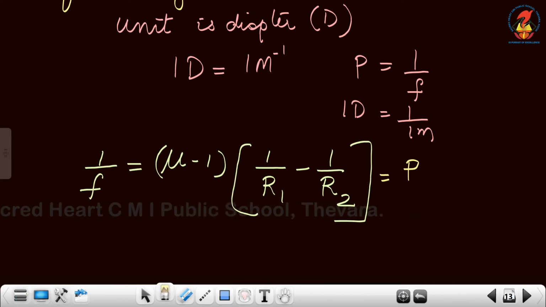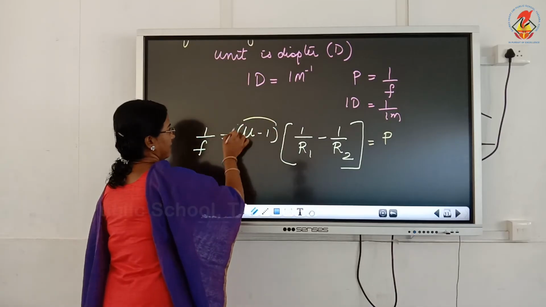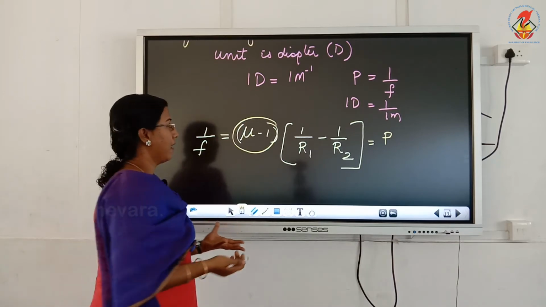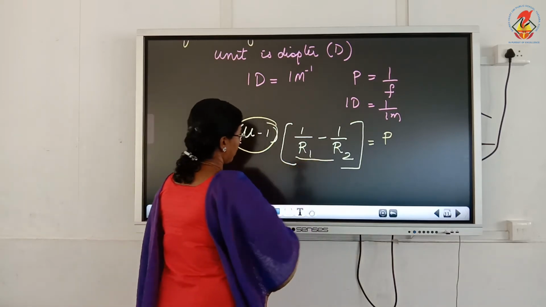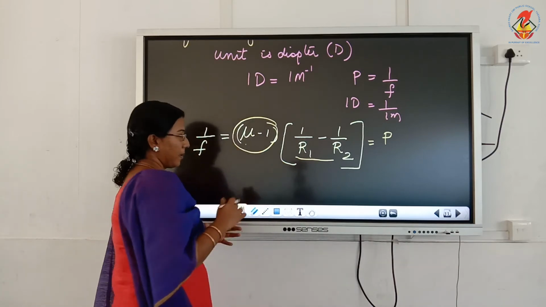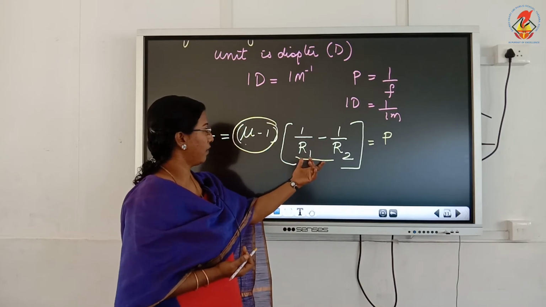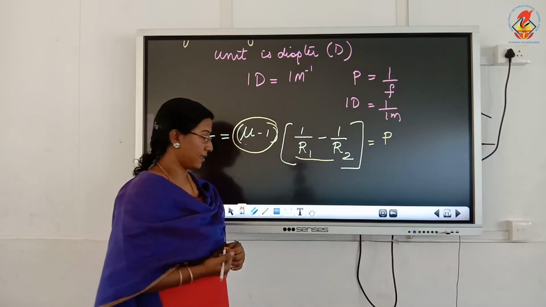If you look at this equation, mu is the refractive index of the material from which the lens is made, and R1 and R2 are radii of curvature. Depending upon the lens, mu minus 1 will have a constant value. The term which varies will be R1 and R2, isn't it?